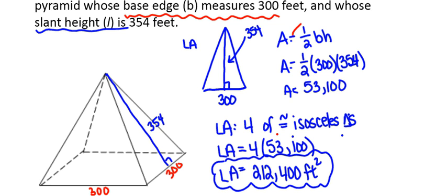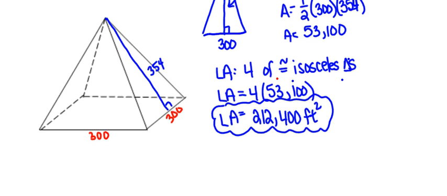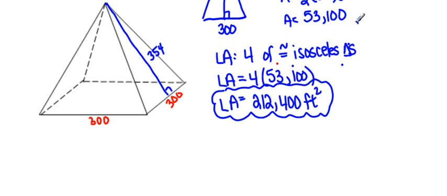To find the surface area, we're going to have to take the lateral area and include in that the area of our square base. So surface area is going to be lateral area plus the area of one base. Well, our base is a square measuring 300 by 300. So its area is going to be 300 squared, or 90,000 square feet.